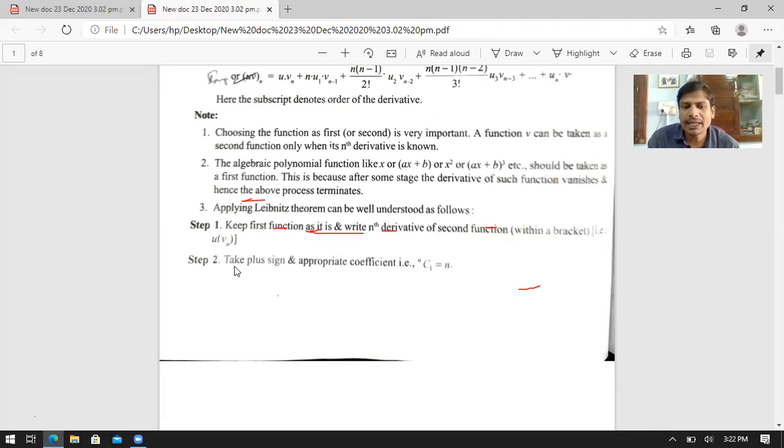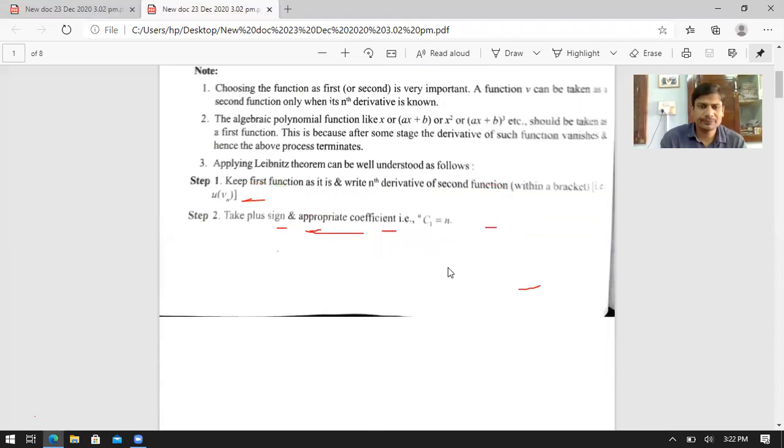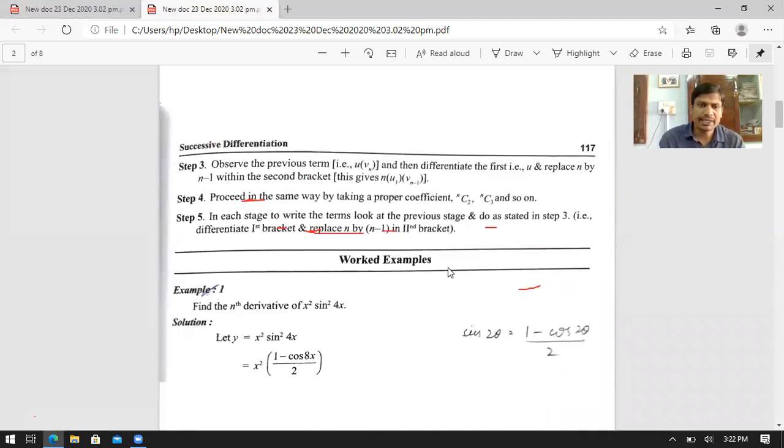Next, the second step: take a plus sign and the appropriate coefficient, nC1. The nC1 value is n. That is the second step. Next, go to the third step.